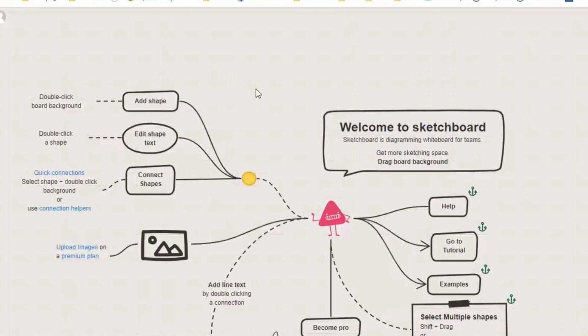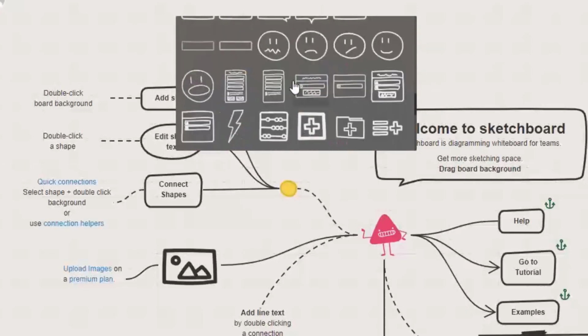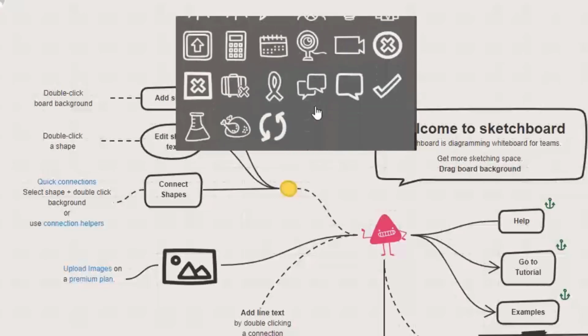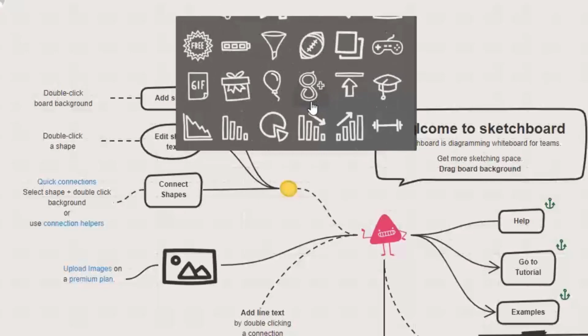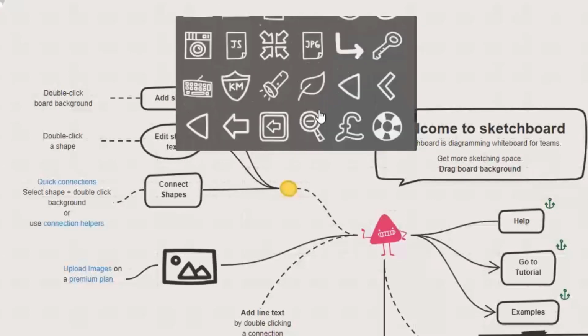As well, if I double click anywhere on the board, then I can see the elements too. And they refresh on the screen. You have smiley faces and you have logos and icons. As I keep scrolling down, it keeps refreshing. So there's a good library to choose from. Chances are you'll be able to find some kind of icon that works for you.